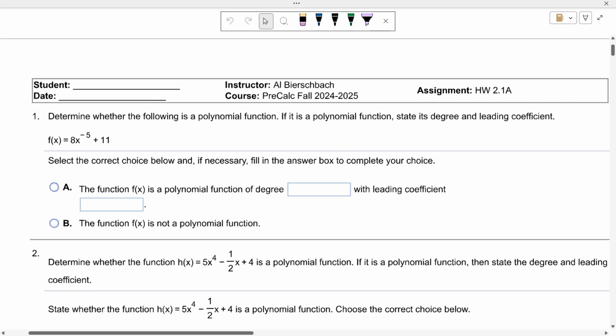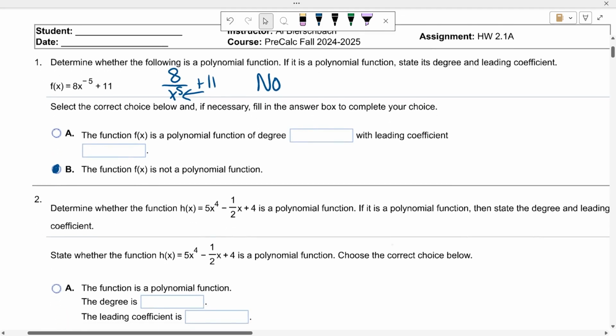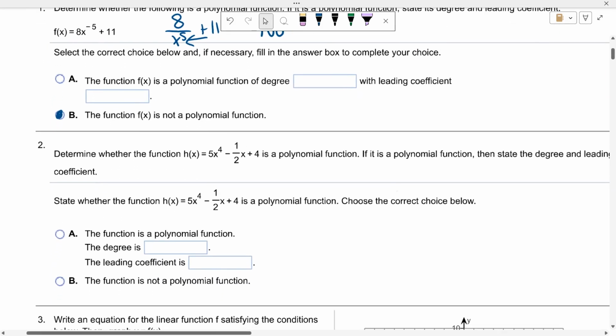Is this a polynomial function, 8x to the negative fifth plus 11? Most of you would say, yep, sure it is. But the problem is, this is 8 over x to the fifth plus 11. So it is not a polynomial function because we're dividing by a variable. Do not divide by variables. You can divide by a number, but not a variable.